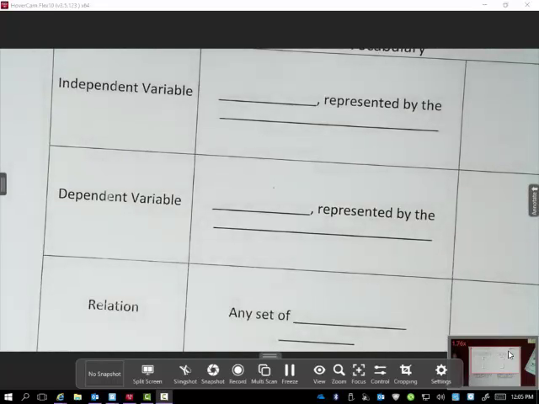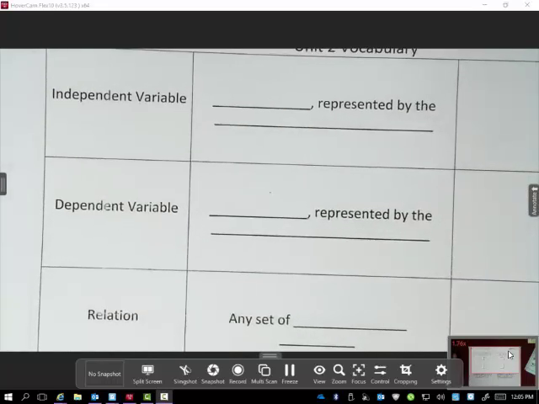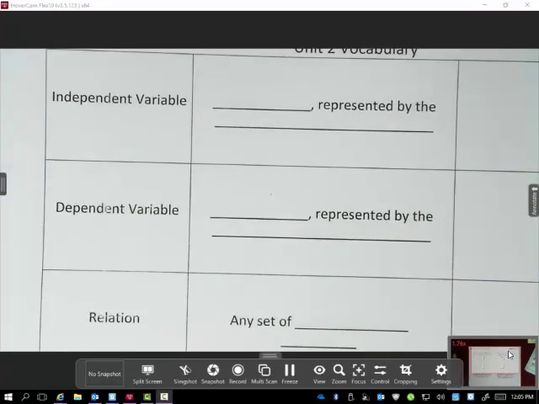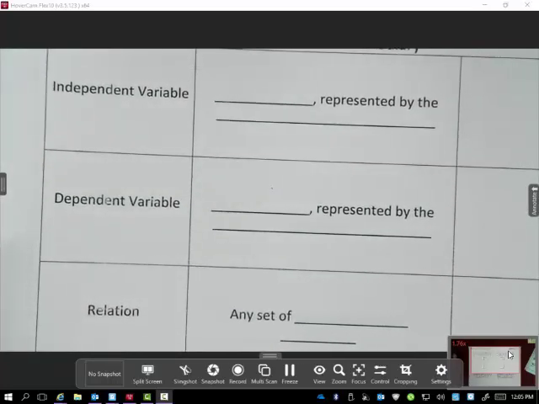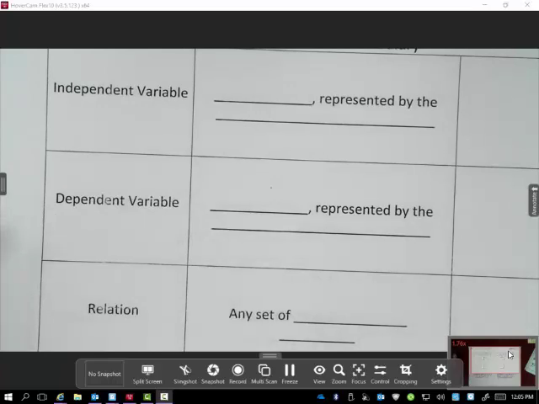Now, we are going to look at this vocab page today. Another day, we will look at the second page that you got. So for now, just hang on to it, and I'll tell you where to put it in just a second, so keep up with it.